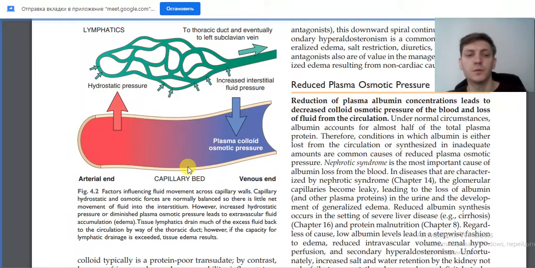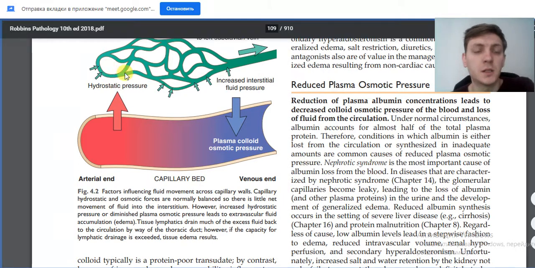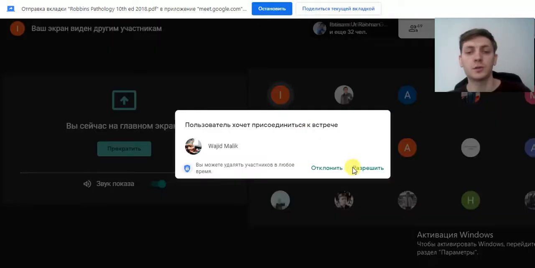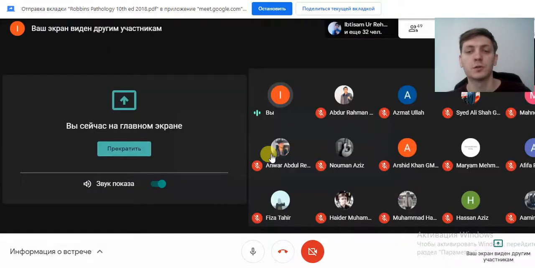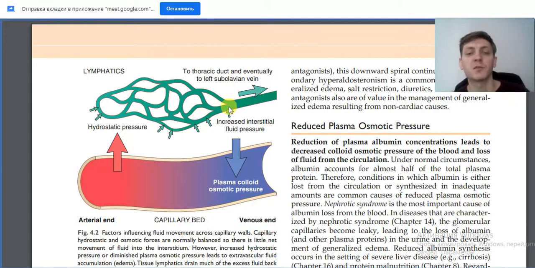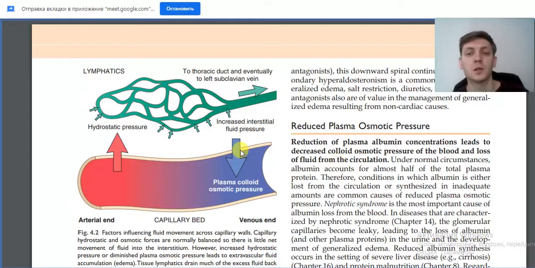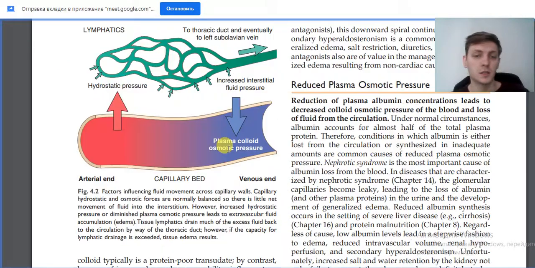Easier for you. Okay, and hydrostatic pressure in the interstitial space is increased, and water returns. Water comes into the capillary bed, and from the capillary bed into the lymphatics. It enters the thoracic duct or eventually the left subclavian duct. So that's the normal interaction. But where we have changes.